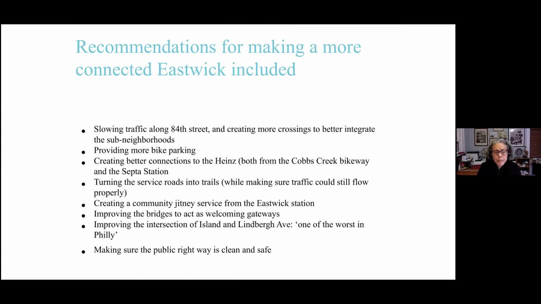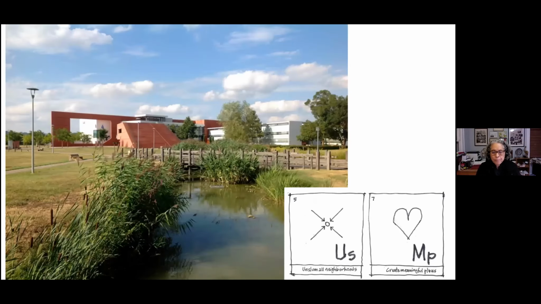Here are some of the recommendations that the Interface Studio team made for how to begin to connect the whole neighborhood. The next two, unslum all neighborhoods and create meaningful places, are sort of how do we work with these assets? How do we take what Ken Tao called the elephants, the special things in the neighborhood, and connect them together and make them work for us?